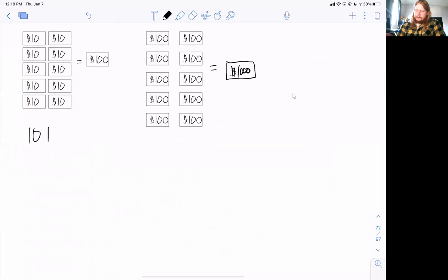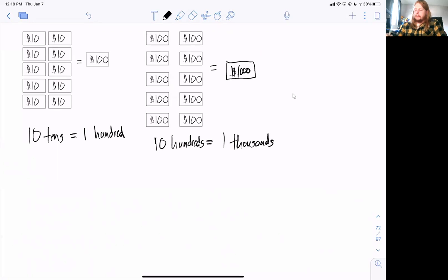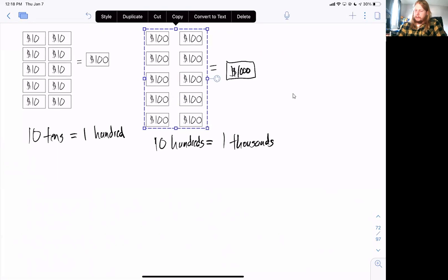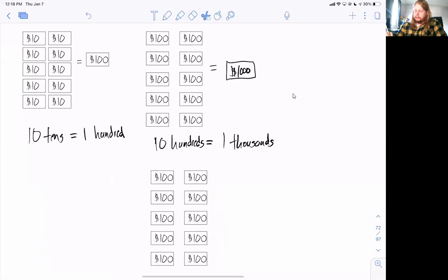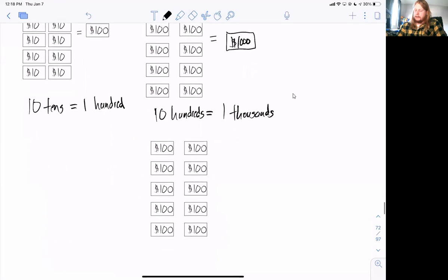So 10 tens equals 100. 10 hundreds equals 1,000. So if 10 tens equals 100, that means for each of these $100 bills, we can count 10 tens. So that's what I'm going to do. I'm going to go ahead and copy paste these $100 bills down here. And we're going to count by tens because it takes 10 tens.